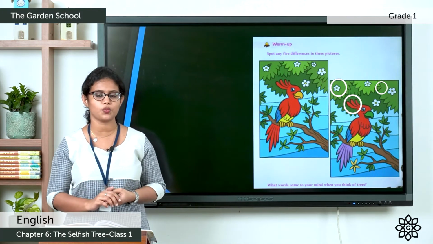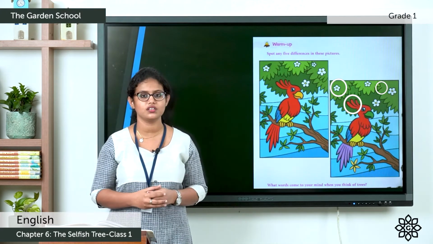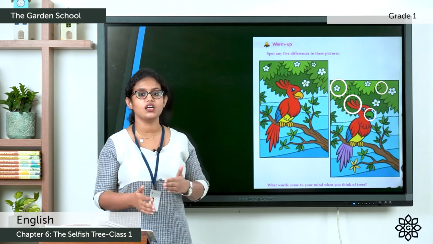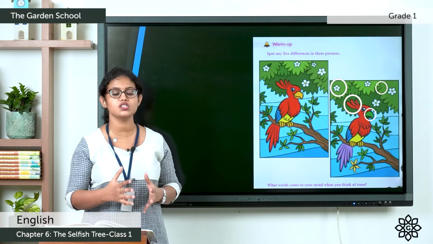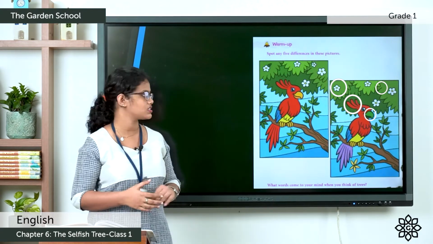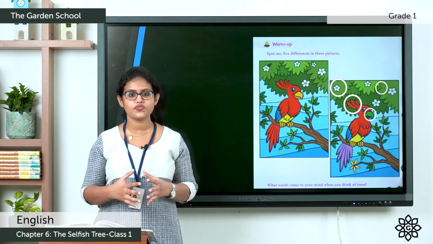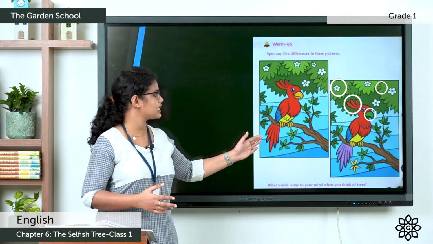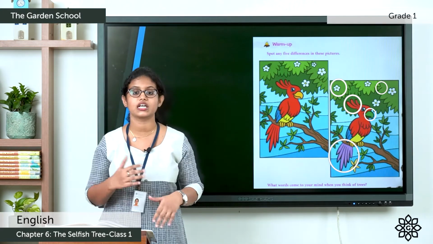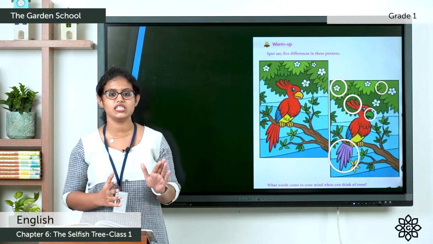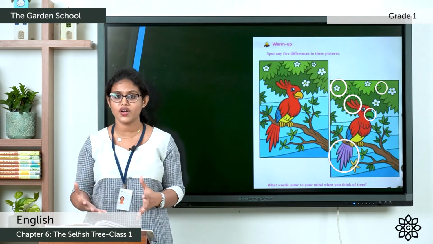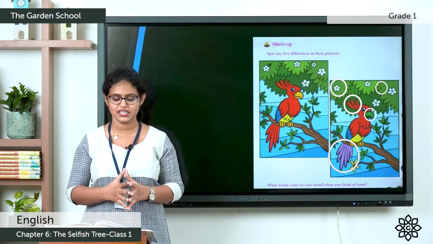Now let's see the next one. What about the beak? So in the first picture and the second picture, the colors are different. The colors of the beaks are different. So that is the fourth difference. Now let's see the fifth one. So what about the tail of the bird? In the first picture and the second picture, the colors are different. So these are the 5 differences. If you just closely observe, you can find more differences.